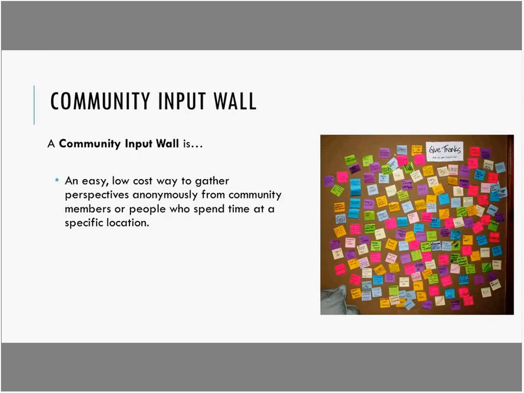Go ahead and talk about one of your first options. So this option, we call it a community input wall. This is a really simple, straightforward, low-cost, low-intensity way to gather perspectives from community members or people who frequent a particular setting about their general perceptions of what makes a community healthy or what puts a community's health at risk. You can see on the side of the screen an example of a community input wall.